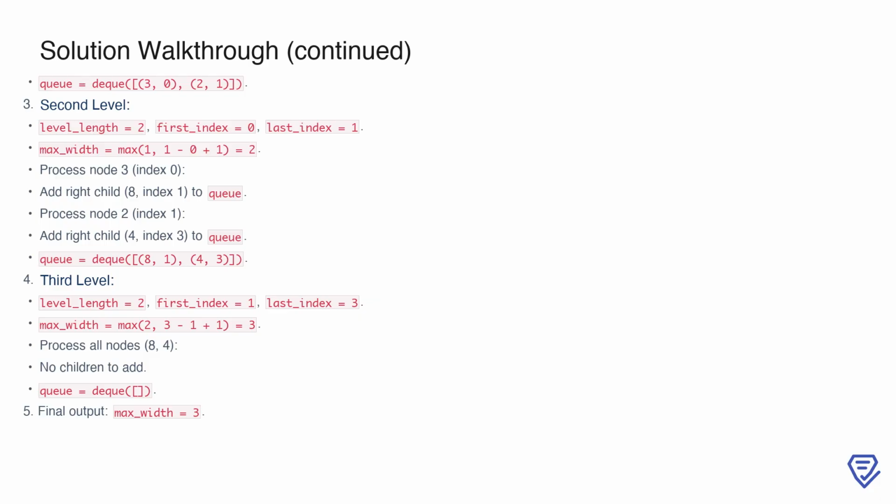Processing nodes 8 and 4 reveals no children to add, leaving the queue empty. The maximum width of this sparse binary tree is therefore 3.